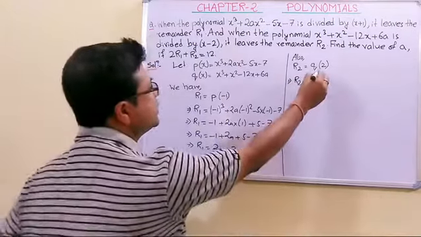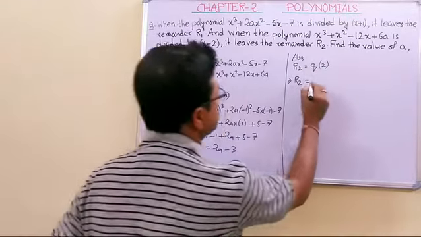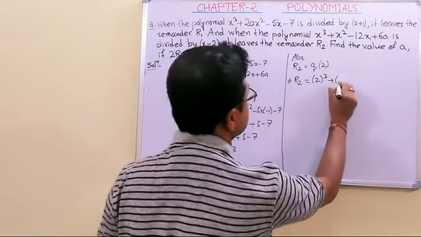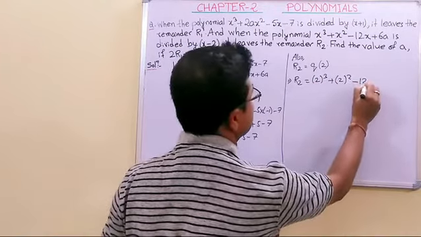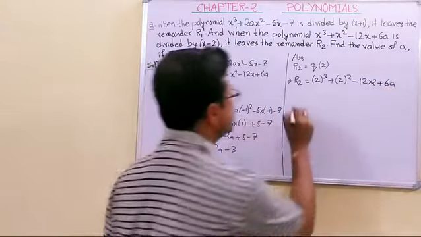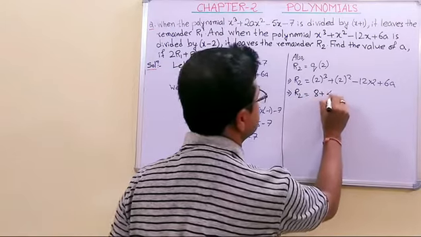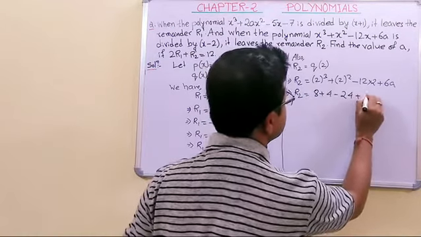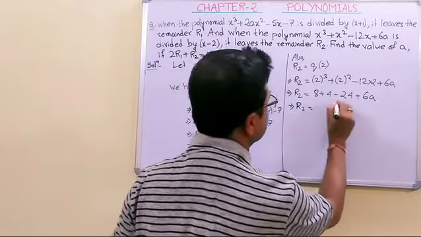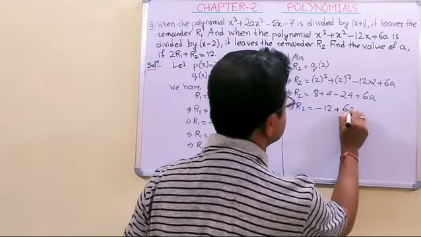That means in place of x, we shall put 2 in this expression. So it is 2 cube plus 2 square minus 12 into 2 plus 6a. Correct, students? So r2 equals 8 plus 4 minus 24 plus 6a. So this is 12, and 12 minus 24 is minus 12, plus 6a.